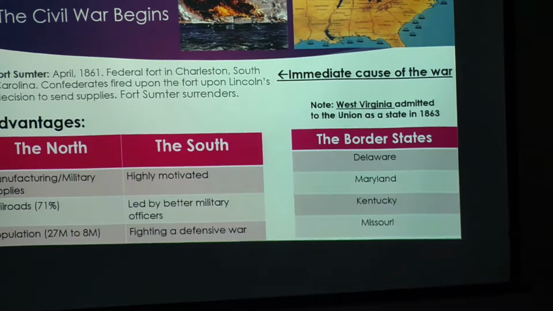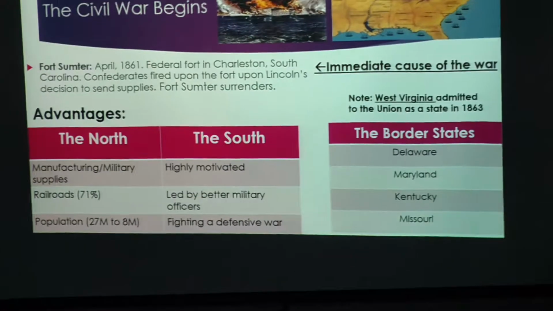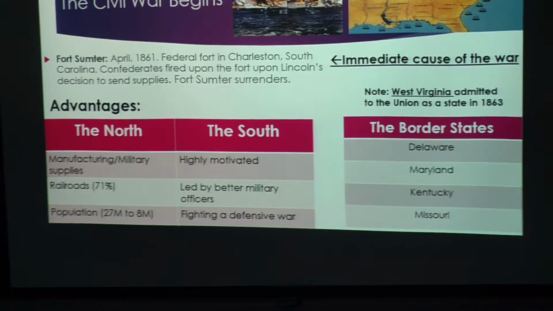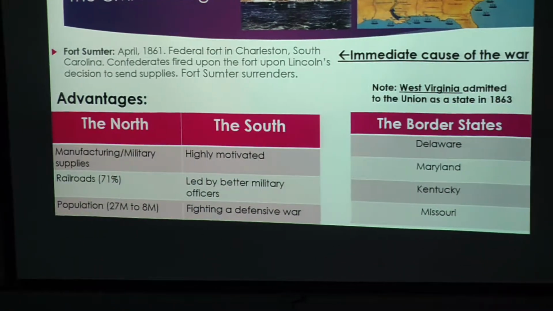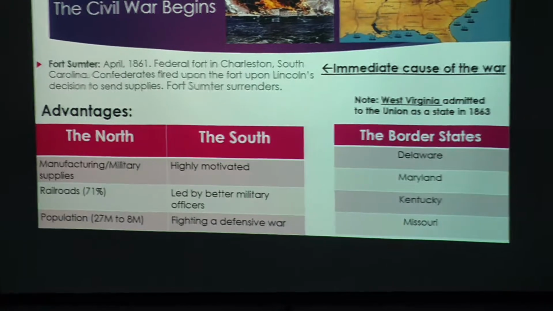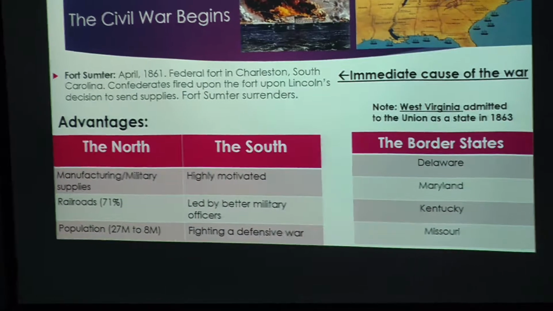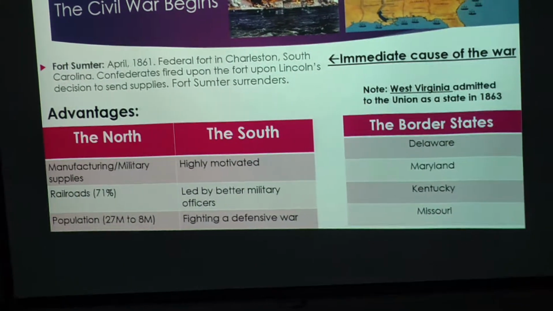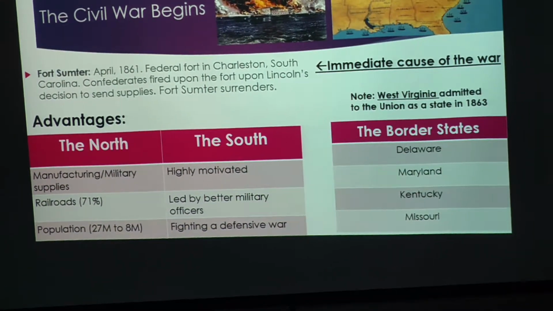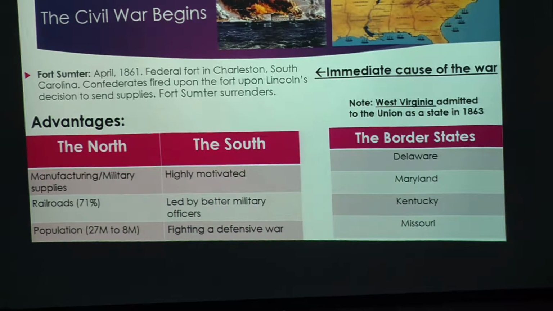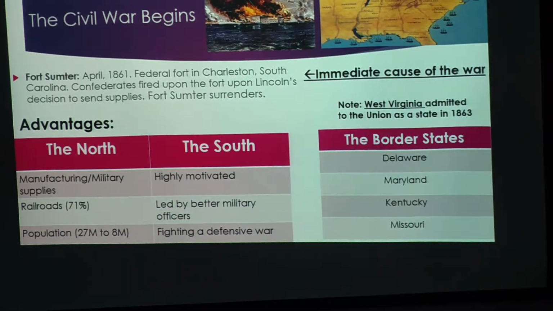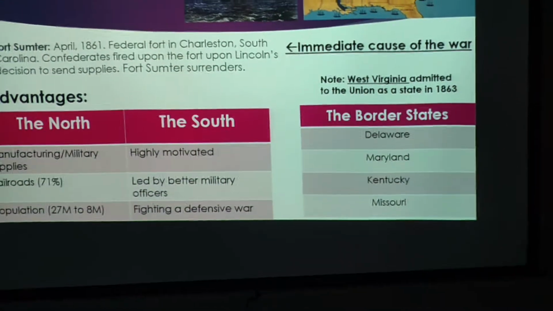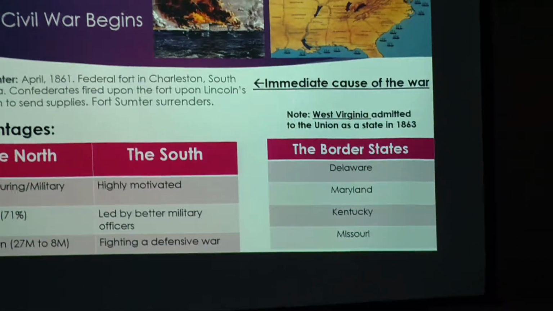The advantages north, manufacturing, military, that's going to be important largely because they're going to be able to produce everything that you need for war: guns, weapons, bullets, clothes, you name it. Railroads, that's going to be huge for the north, a big advantage because they're going to be able to transport goods, items they've manufactured, the troops. Transportation is going to be very, very important in this war. Population, the north has almost 4 times as much population. They're going to have a lot more resources, a lot more manpower, a lot more soldiers. That's going to be big. South's going to be highly motivated.